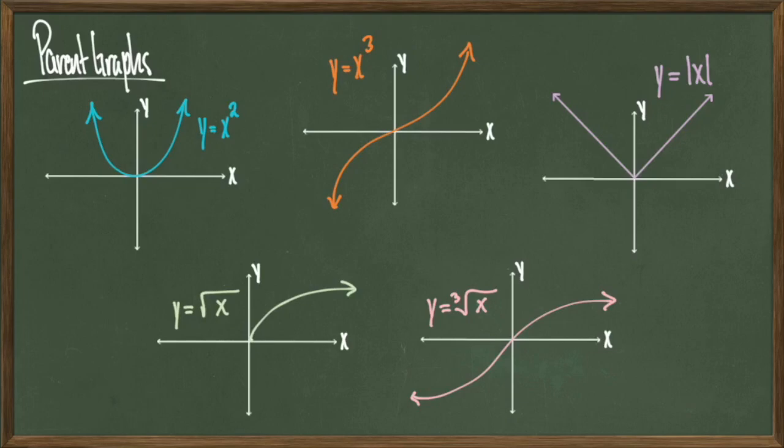The idea with a graph transformation is you'll be able to start with one of these 5 functions and then manipulate it somehow to get the actual transformations that you want.